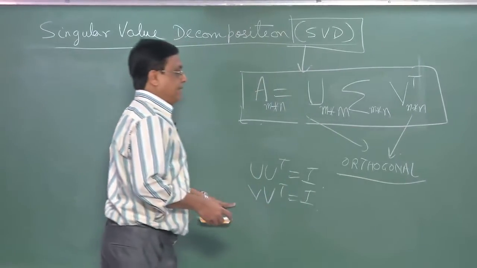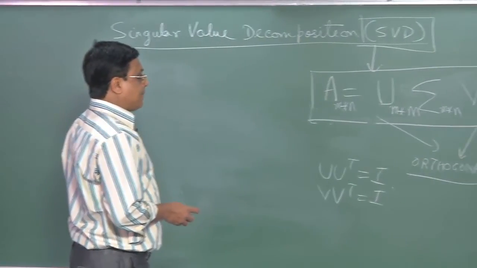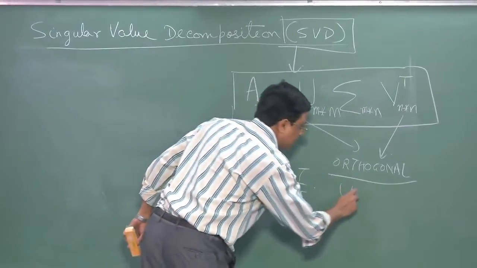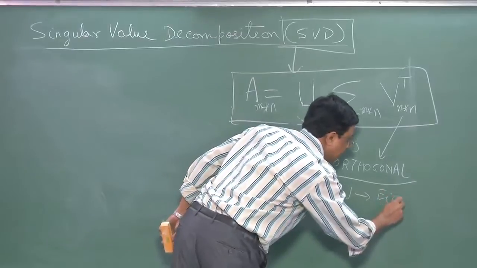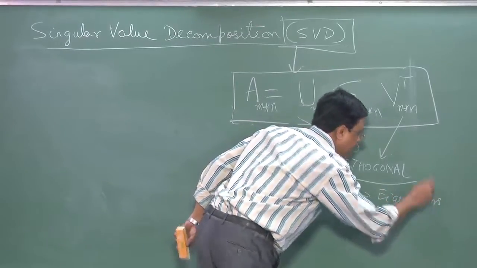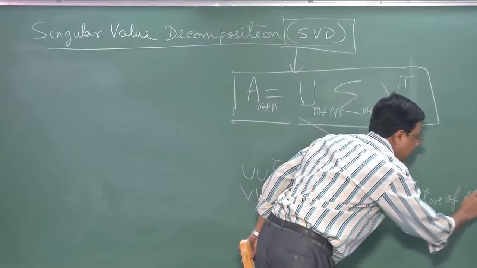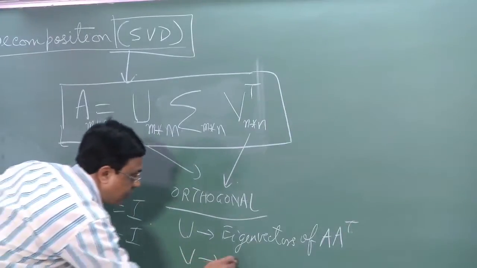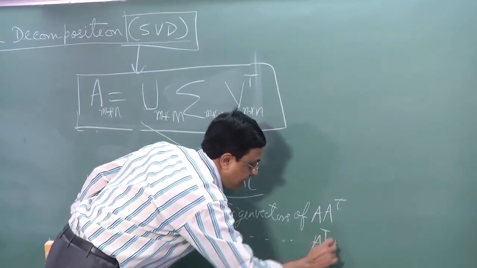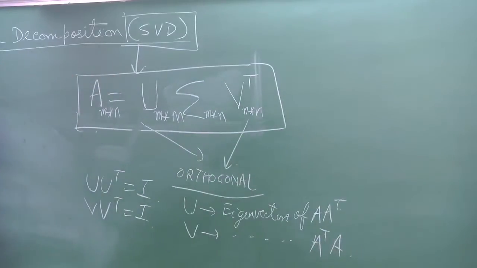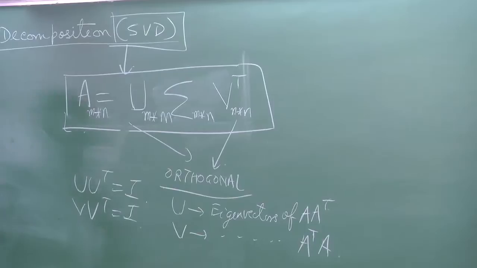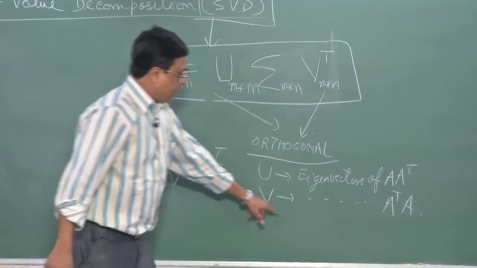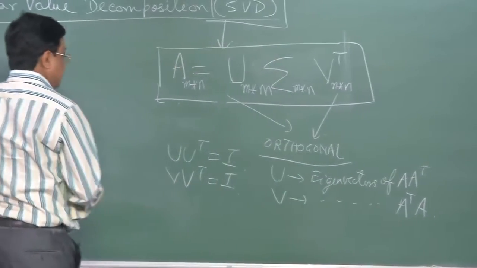What do U and V contain? Since they are orthogonal matrices, the columns of U are eigenvectors of A A transpose, and the columns of V are eigenvectors of A transpose A.